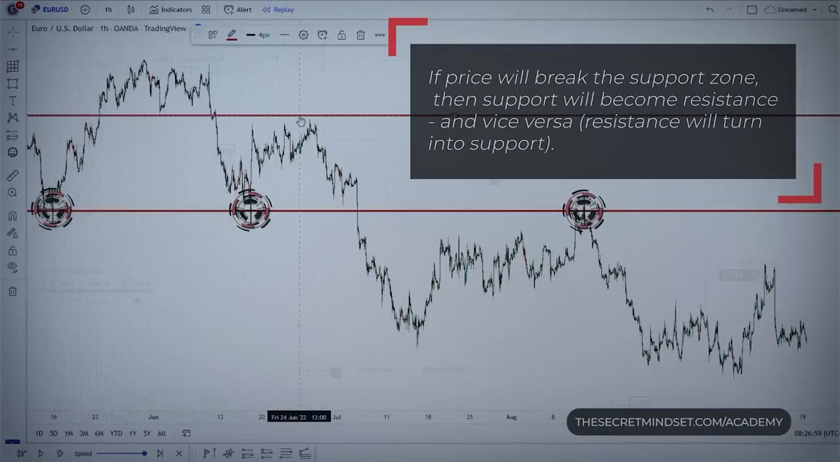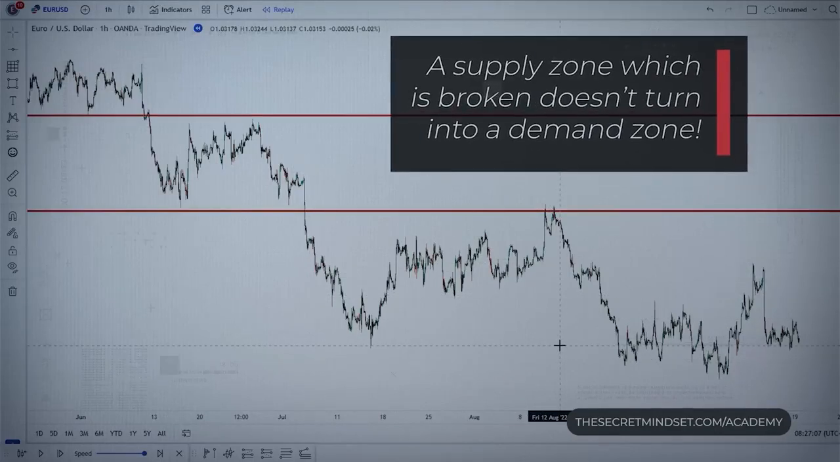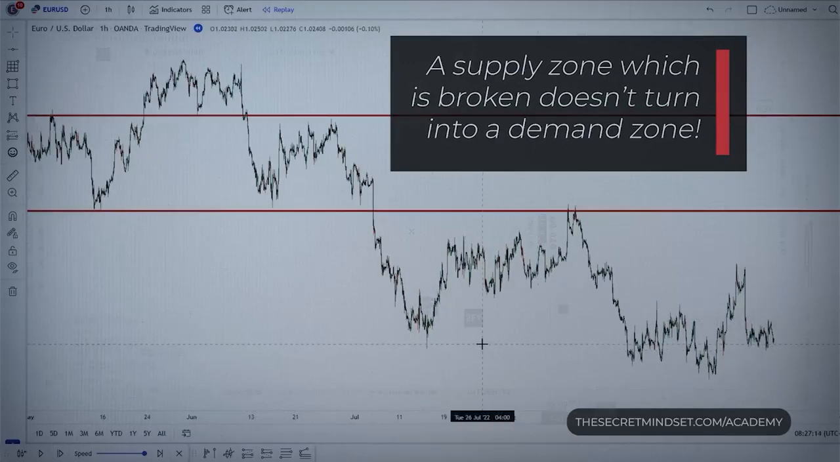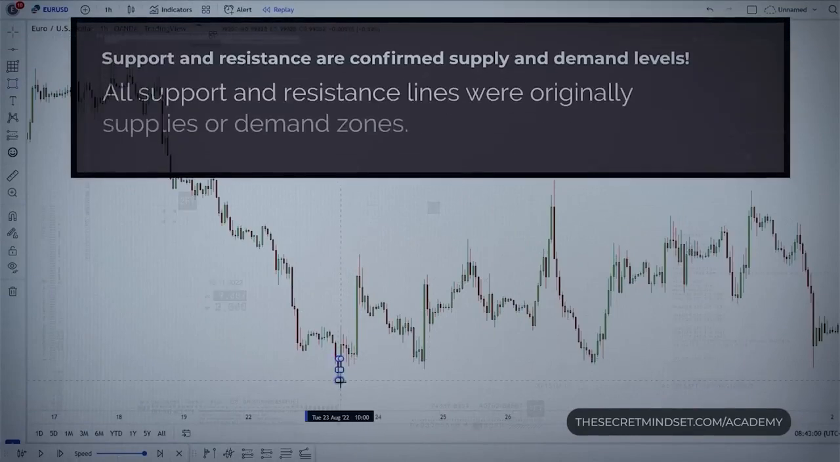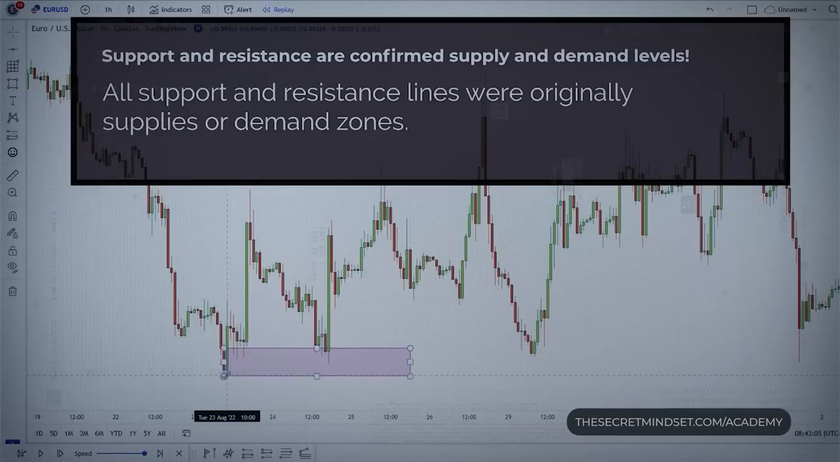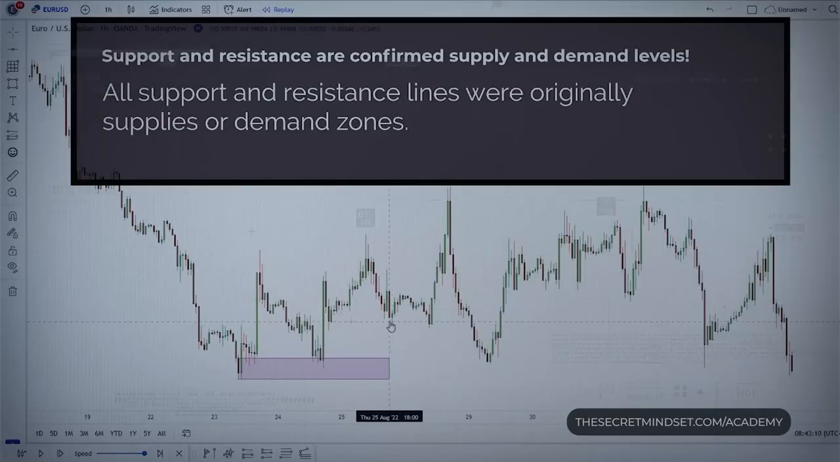This is a common trading strategy which is actually very powerful when traded correctly. But in the case of supply and demand, this concept doesn't apply. Contrary to what some may say, a supply zone, which is broken, doesn't turn into a demand zone. I would even say that all support and resistance lines were originally supply and demand zones. This is how support and resistance are created. They are essentially the confirmed supply and demand levels.